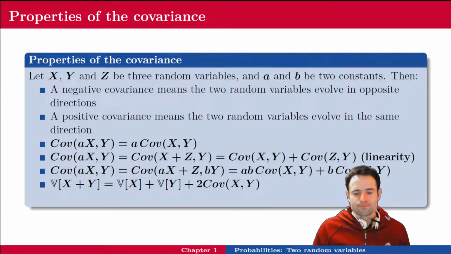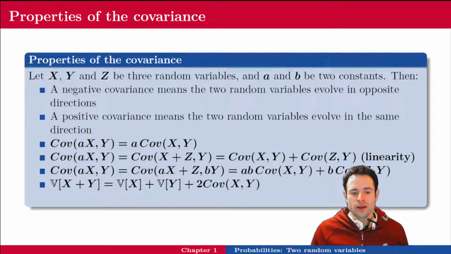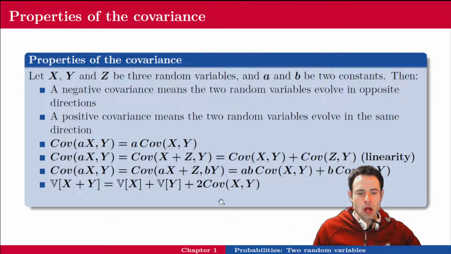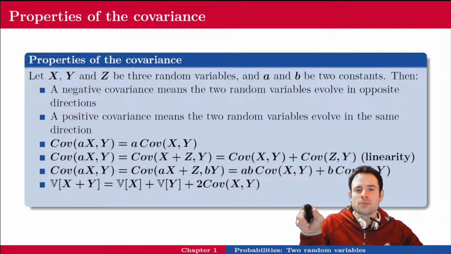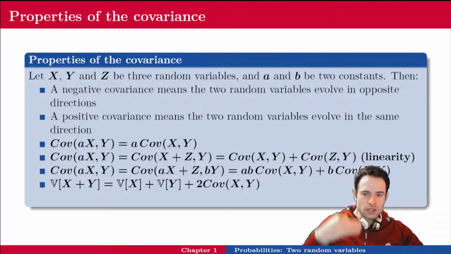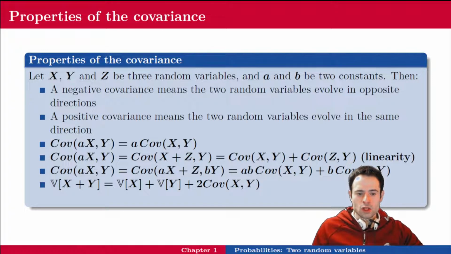The last property is also using the variance formula. It is looking at the variance of the sum of two random variables. Remember that the variance has a square in it, and when you expand the square, you always have the square of the first term, the square of the second term, and there is always a 2 times something in the middle. Well, when you transpose this to probabilities, you end up with the variance of x, plus the variance of y, plus 2 times the covariance of x and y.